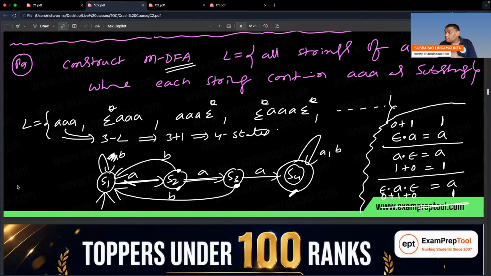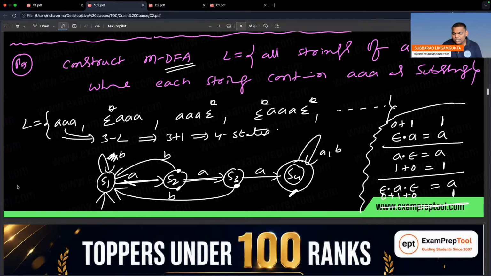See, 4 states for starting purpose. But luckily, sometimes what happens is, you may start with 4, you may end with 4. Sometimes you will start with 4, you may end with 10 also. If requirement is there, I will increase.